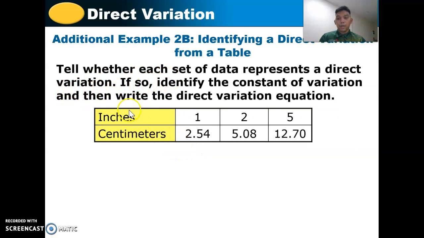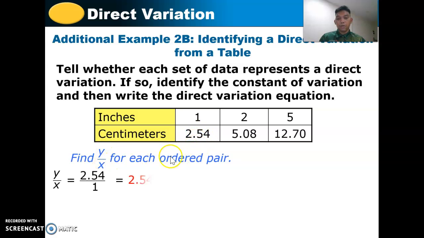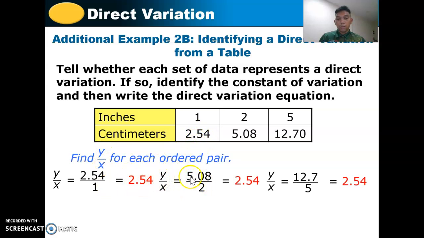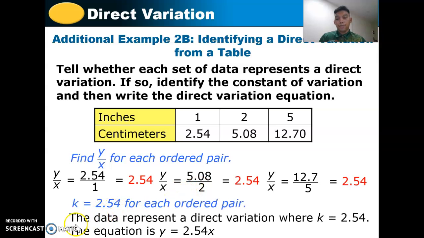So next example, we have inches 1, 2, 5, and then centimeters 2.54, 5.08, 12.7. Now let's check if this is a direct variation. Find y over x. So 2.54 divided by 1, 5.08 divided by 2, and 12.7 divided by 5. All the results are the same, meaning the constant of variation is the same. Therefore, the data represents a direct variation, where k is 2.54. The equation is y equal to 2.54x.